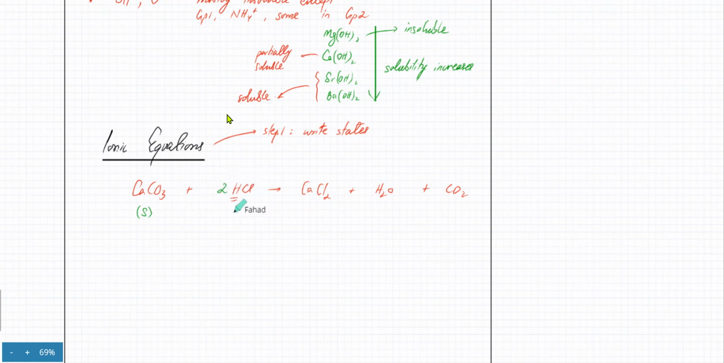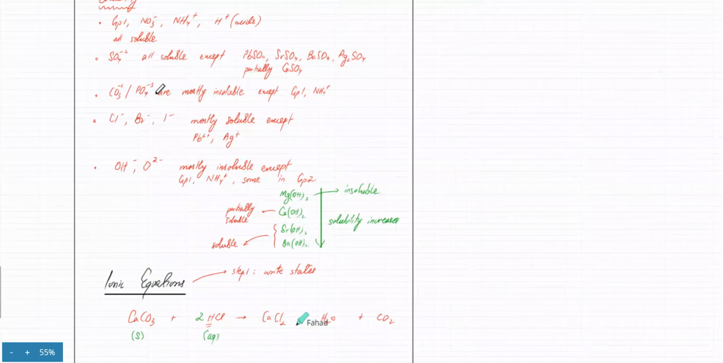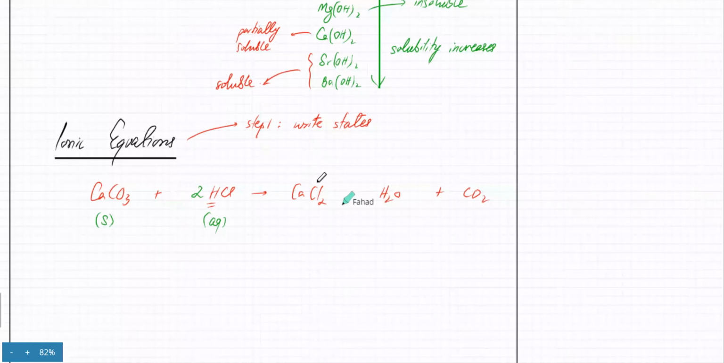Hydrochloric acid, acids का पहले लिखा हुआ था, they're all aqueous. Chlorides के बारे में क्या लिखा हुआ है? Chlorides के बारे में it's written कि Cl-1, Br-1, mostly soluble. Not an exception, it's all soluble. So calcium chloride is soluble, so it's aqueous as well. And then you have water, which is a liquid, and carbon dioxide, which is a gas.